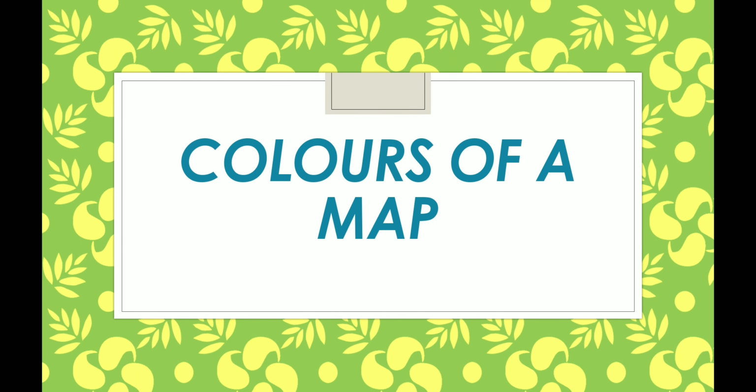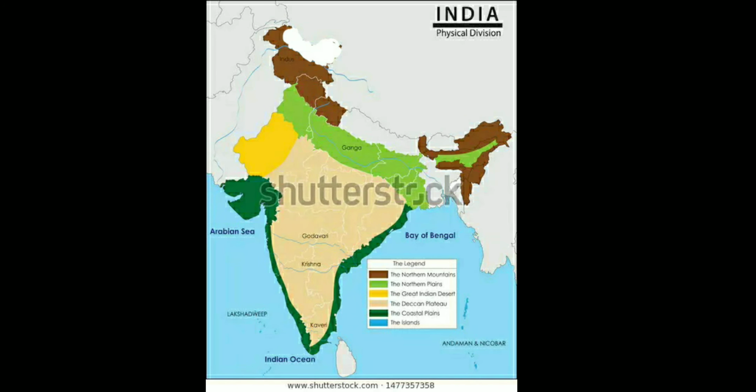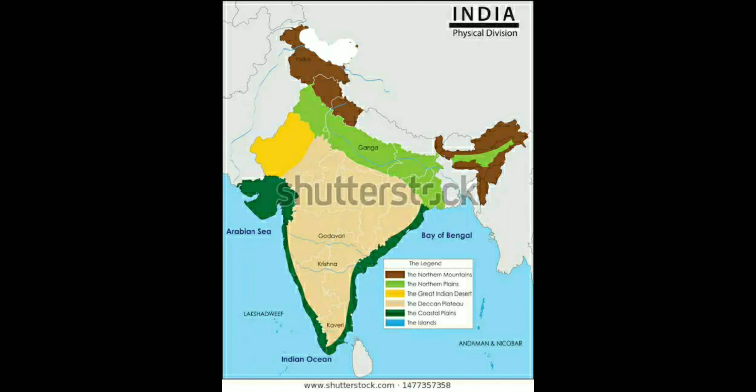Let's move on to the colors of a map. Different colors are given to different physical features of a particular country or map. A key is given to understand what each color and symbol means. The key shows the height of the land and depth of the water through shades of color that vary from dark to light. Now, oceans, seas, lakes, rivers, etc. are depicted in blue color, as you can see in this.